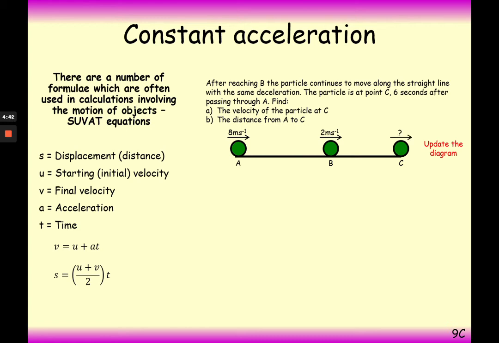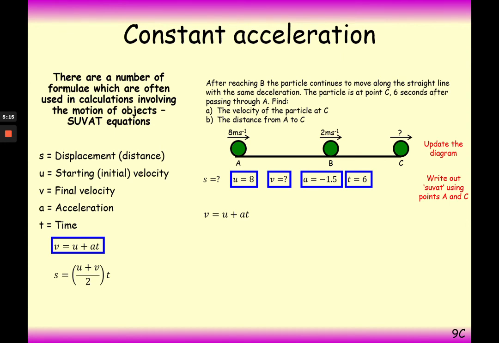So before we can write out our SUVAT values, we need to think about our journey and where our journey starts and ends. So you could work out the velocity at C, go from B to C. However, the next part of the question wants the distance from A to C, so it makes sense to say our journey goes from A to C. So the initial velocity will be 8. So put in the values we've got, and we're trying to work out V. So we're going to use the first SUVAT equation. We're going to sub in our values, and then work out that V equals -1 meters per second.